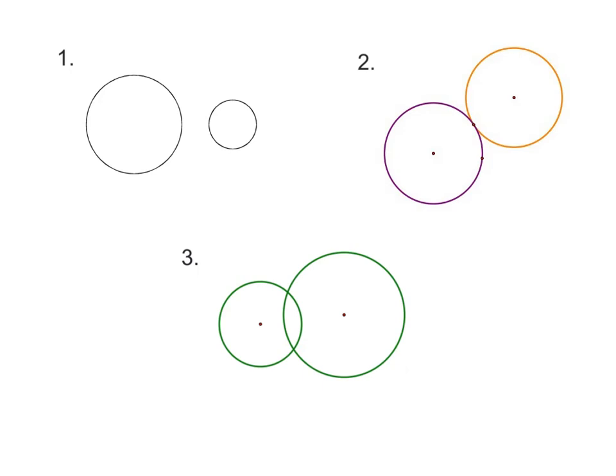Now, there are three problems here I'd like you to do. I have three sets of circles, two separate circles, two tangent circles, and two intersecting circles on numbers 1, 2, and 3 respectively. I would like you to answer how many common external tangents can be drawn to the two circles, and then how many common internal tangents can be drawn to each pair of circles, okay? So I want how many common external tangents can be drawn for these sets of two circles, and then how many common internal tangents can be drawn. And post your answers in the drop box. Thank you.